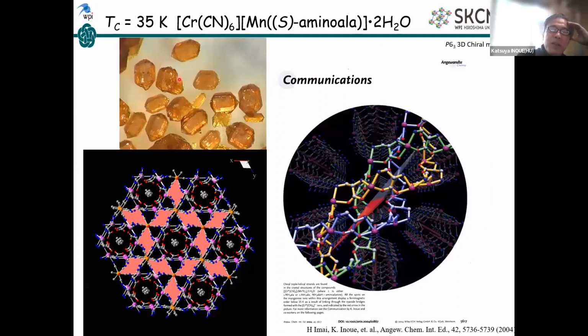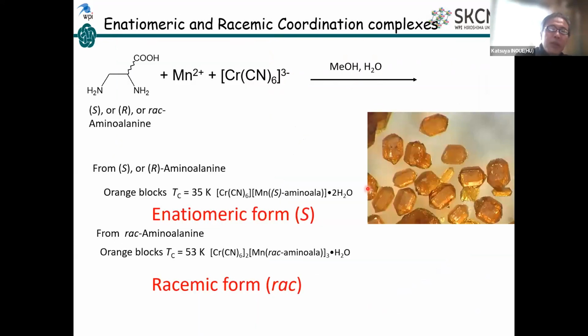This is our data. We synthesized this kind of chiral magnet a long time ago, in 2004. This crystal contains a triple strand helix inside. Let's consider this one. With this system, we were lucky to grow the crystal for the enantiomerically pure chiral crystal, and also the racemic crystal, of the same components.